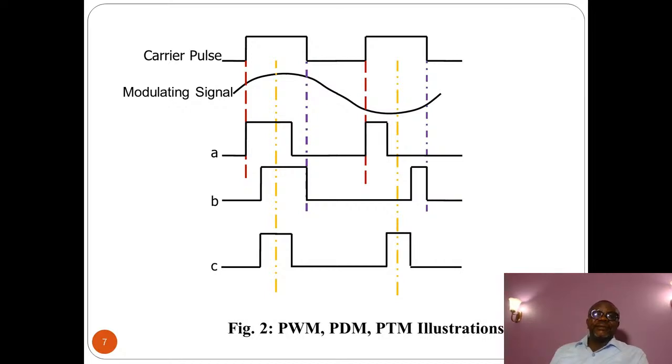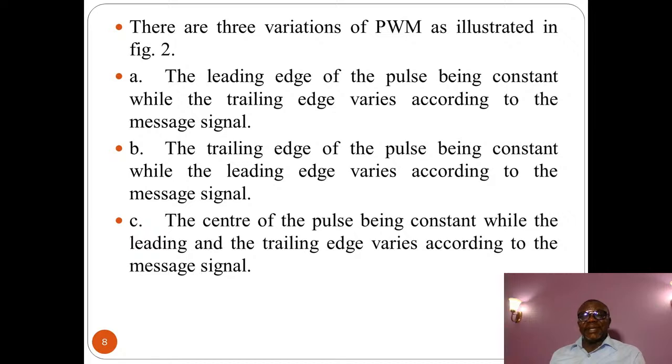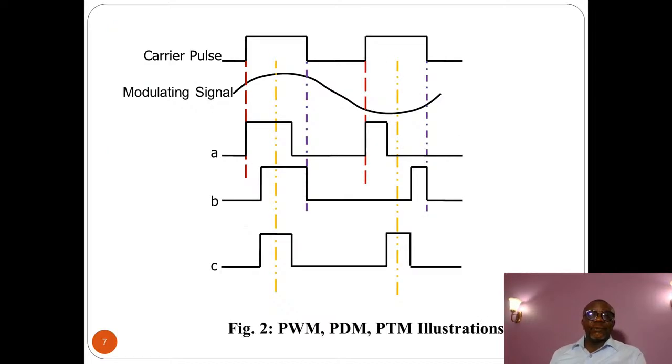Then B says the trailing edge of the pulse is constant while the leading edge varies according to the message signal. Look at that B again, where we used the purple dotted line to show that the trailing edge of the carrier pulse is being used. You can see the 2 purple dotted lines showing that it's the trailing edge that is being used to monitor the variation of the signal.